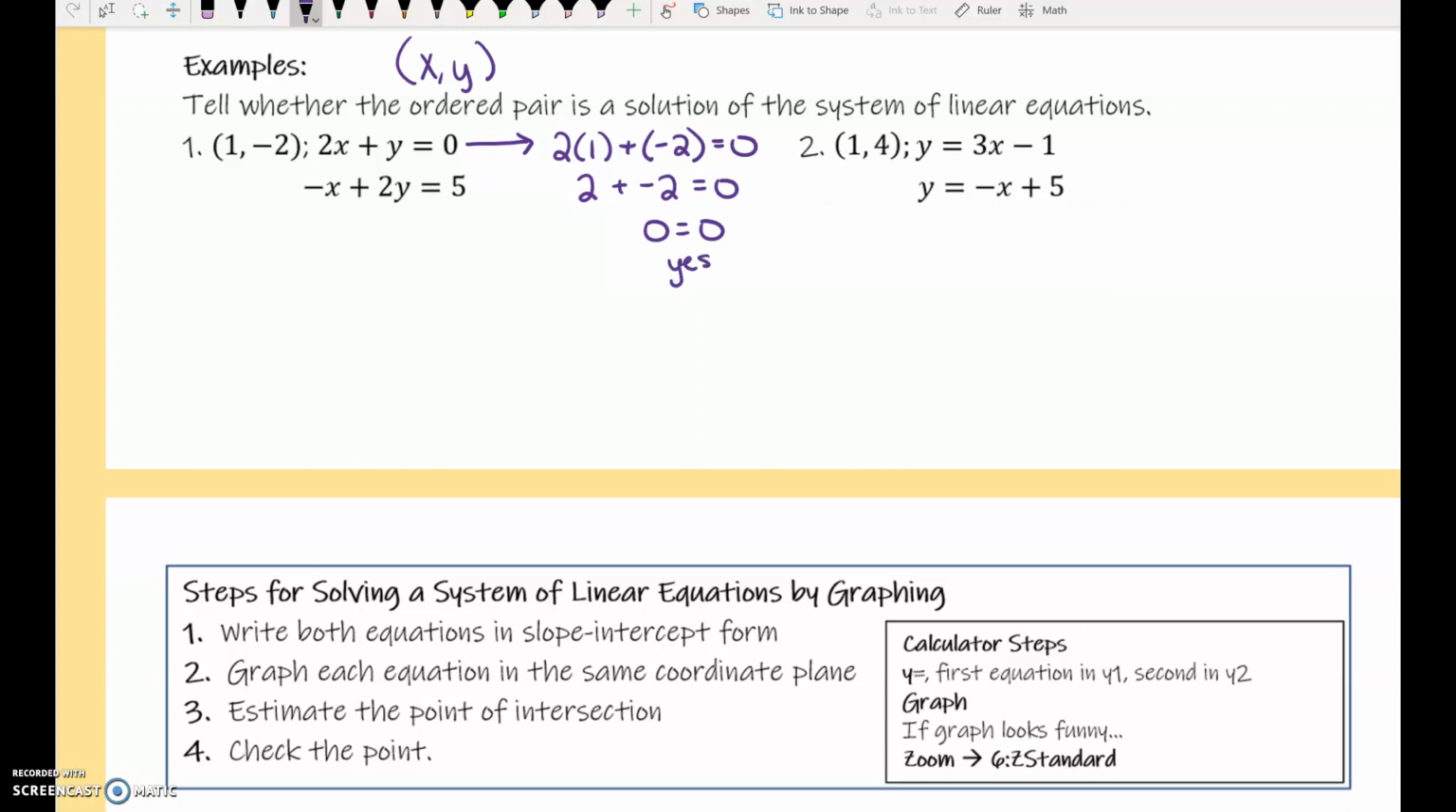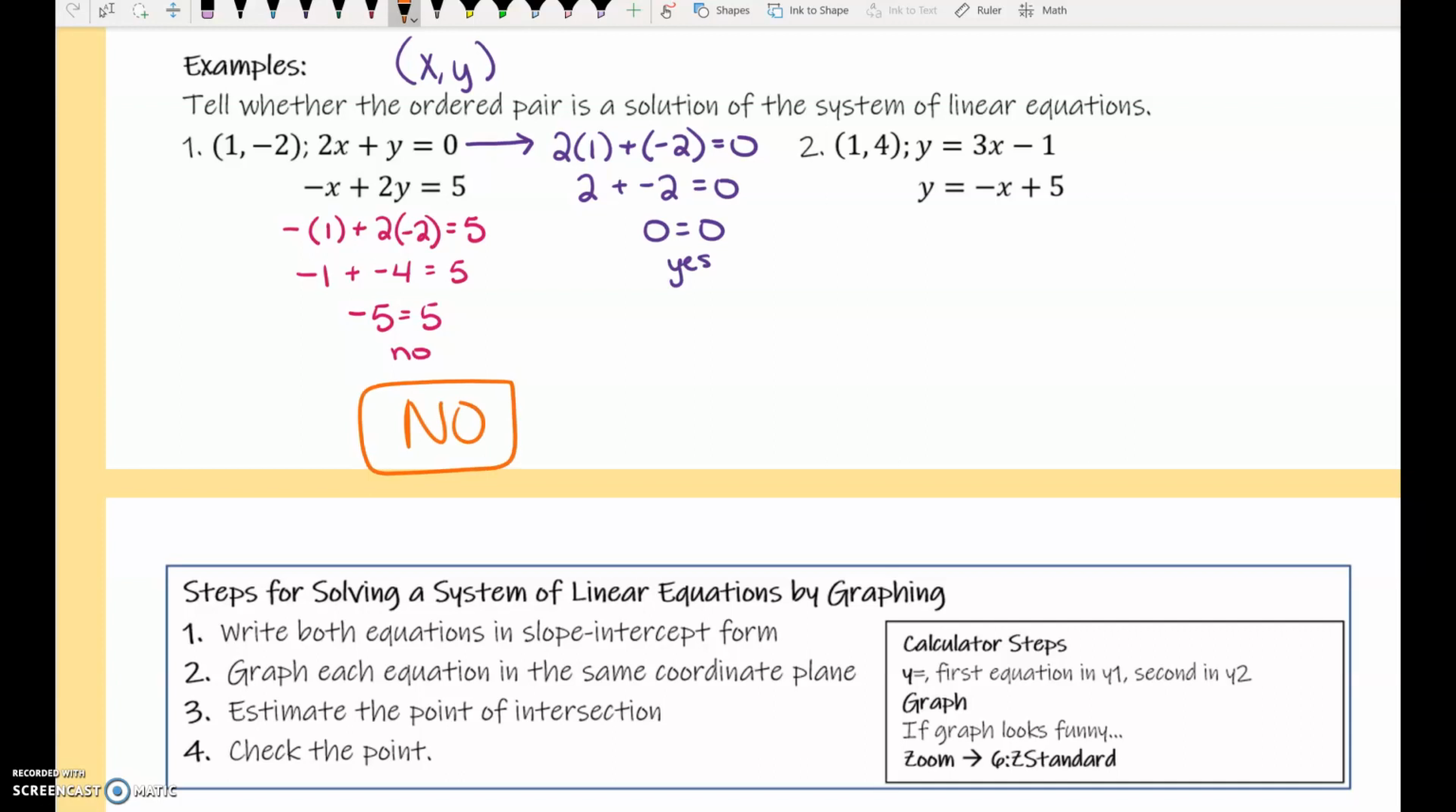So far we're good. But we also need to test this point in the other equation. So we've got -1 plus 2 times -2. We need to see if that equals 5. -1 plus a -4. Does -5 equal 5? No. So is this point a solution? No. It has to work for both of them, not just one of them. It has to work for both.